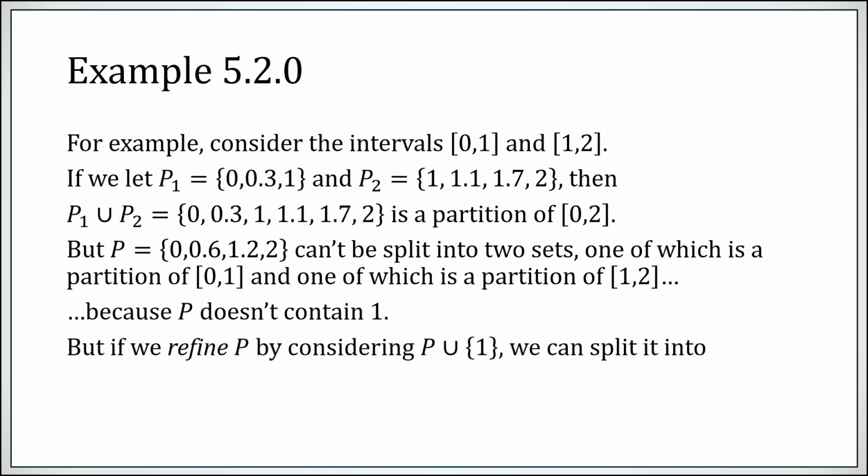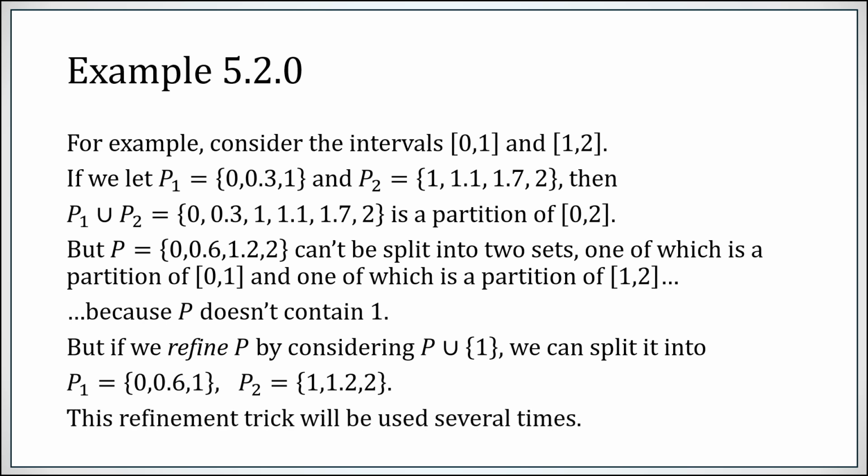So what we can do is refine any partition of 0, 2 by adding in the single point 1, and then we will be able to split it into two partitions, one of the interval from 0 to 1 and the other of the interval from 1 to 2. Now this refinement trick is something we're going to use several times to establish additivity of upper and lower Darboux integrals.